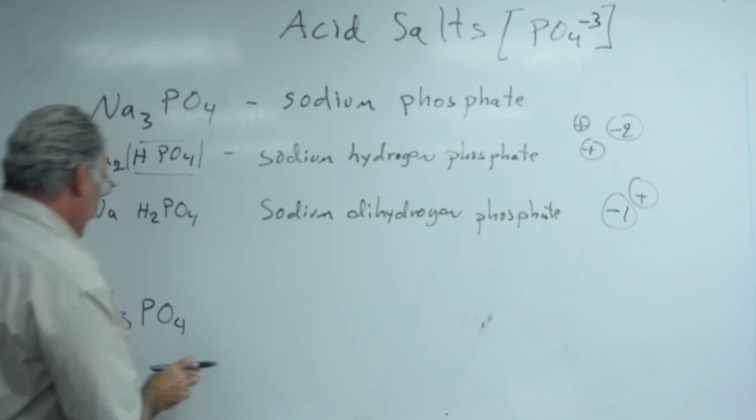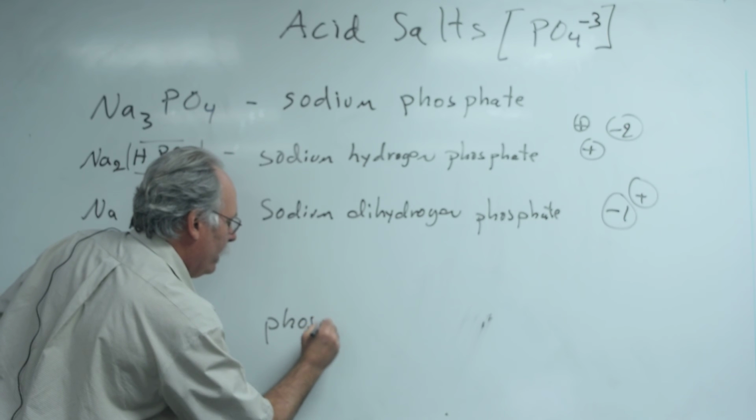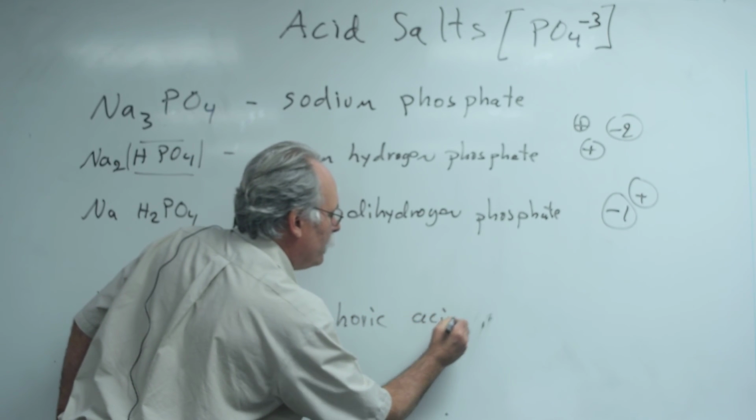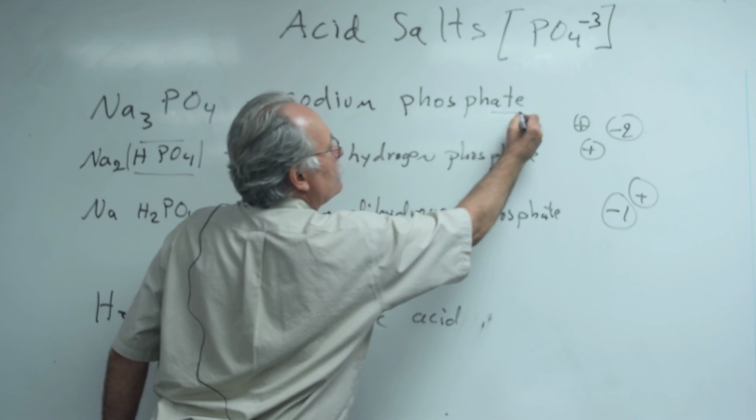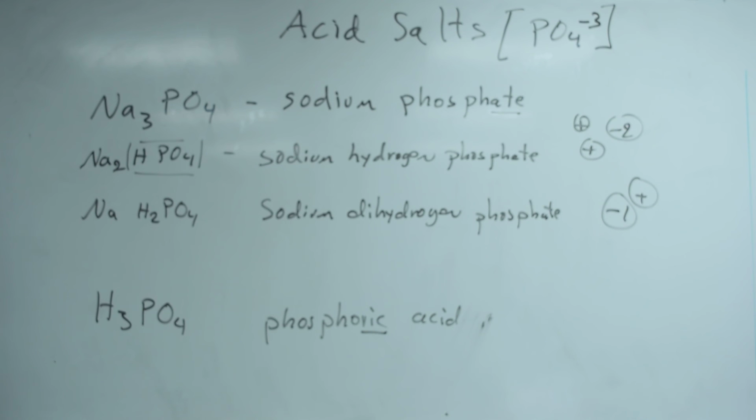And of course, if I had my phosphoric acid, it would be phosphoric acid. And that name comes from the salt. The ate converts to an ic. Okay.